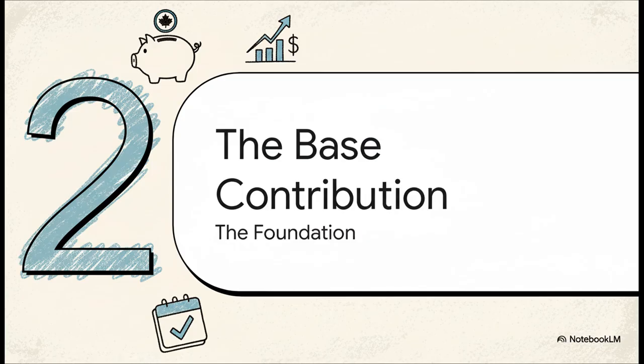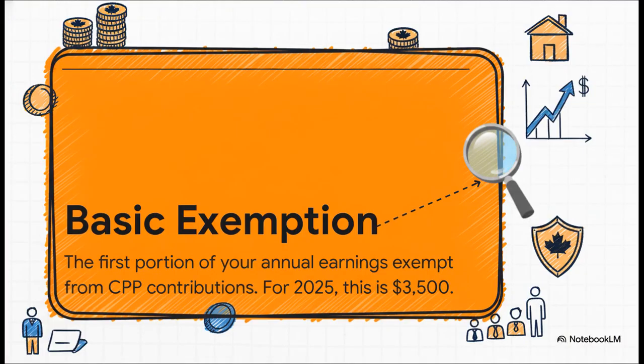We'll begin with the foundation of this whole thing, the base contribution. This is the biggest piece and probably the one that feels most familiar. The calculation always starts with what's called the basic exemption. In 2025, that's set at $3,500. Now, what this means is pretty simple. You don't pay a single cent of CPP on the first $3,500 you earn all year. We always subtract this amount before we do anything else.